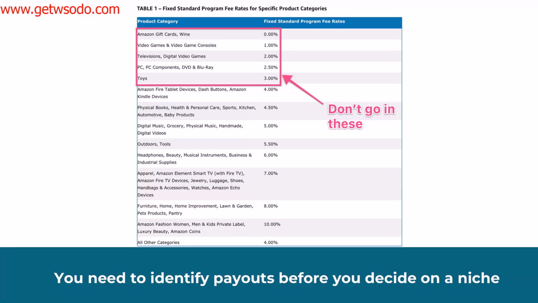So you need to be looking at the payouts for Amazon, and we'll be linking to the page that has the live rates, because they could change. We are recording at this time. These are the rates at the time at which I'm recording, but these rates are subject to change. So we'll be putting a link below so you can click and go check it out.